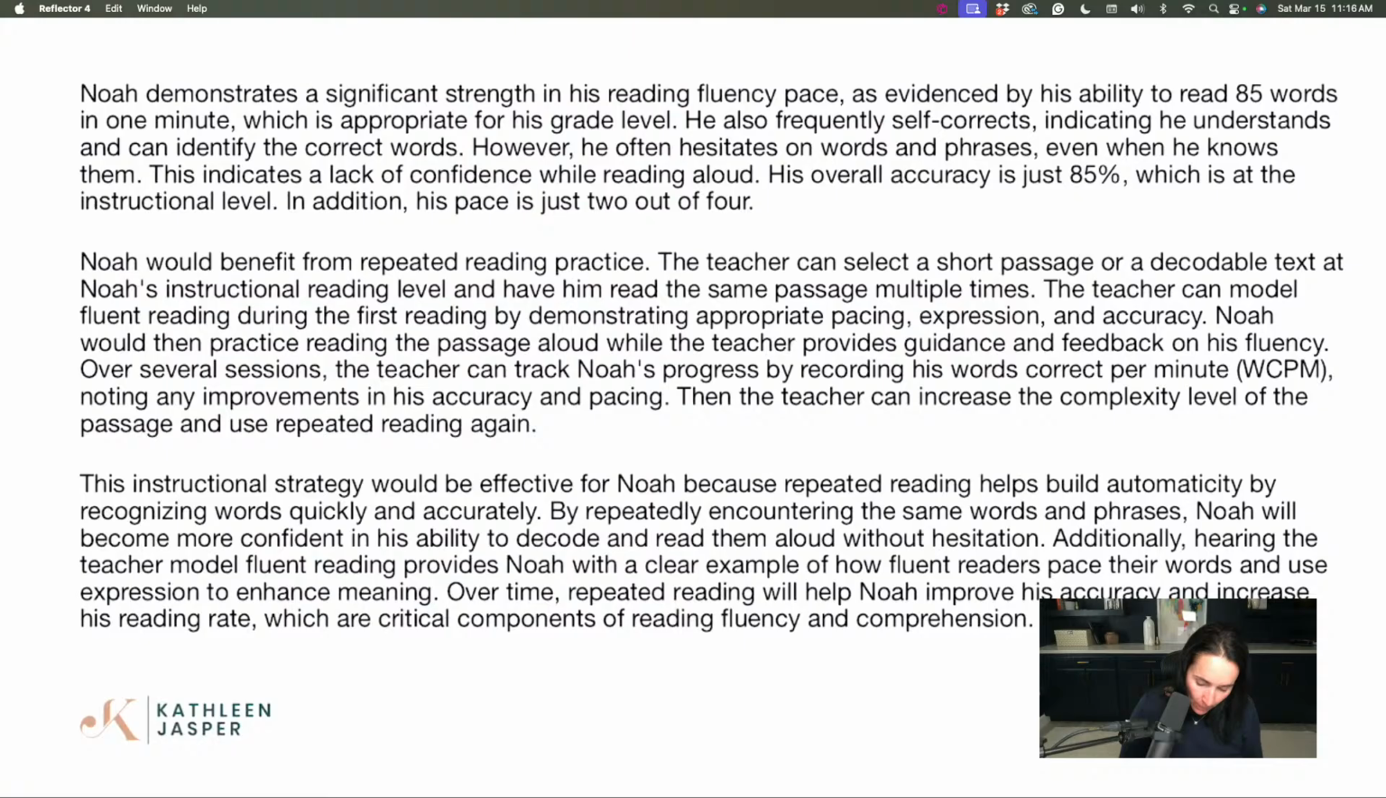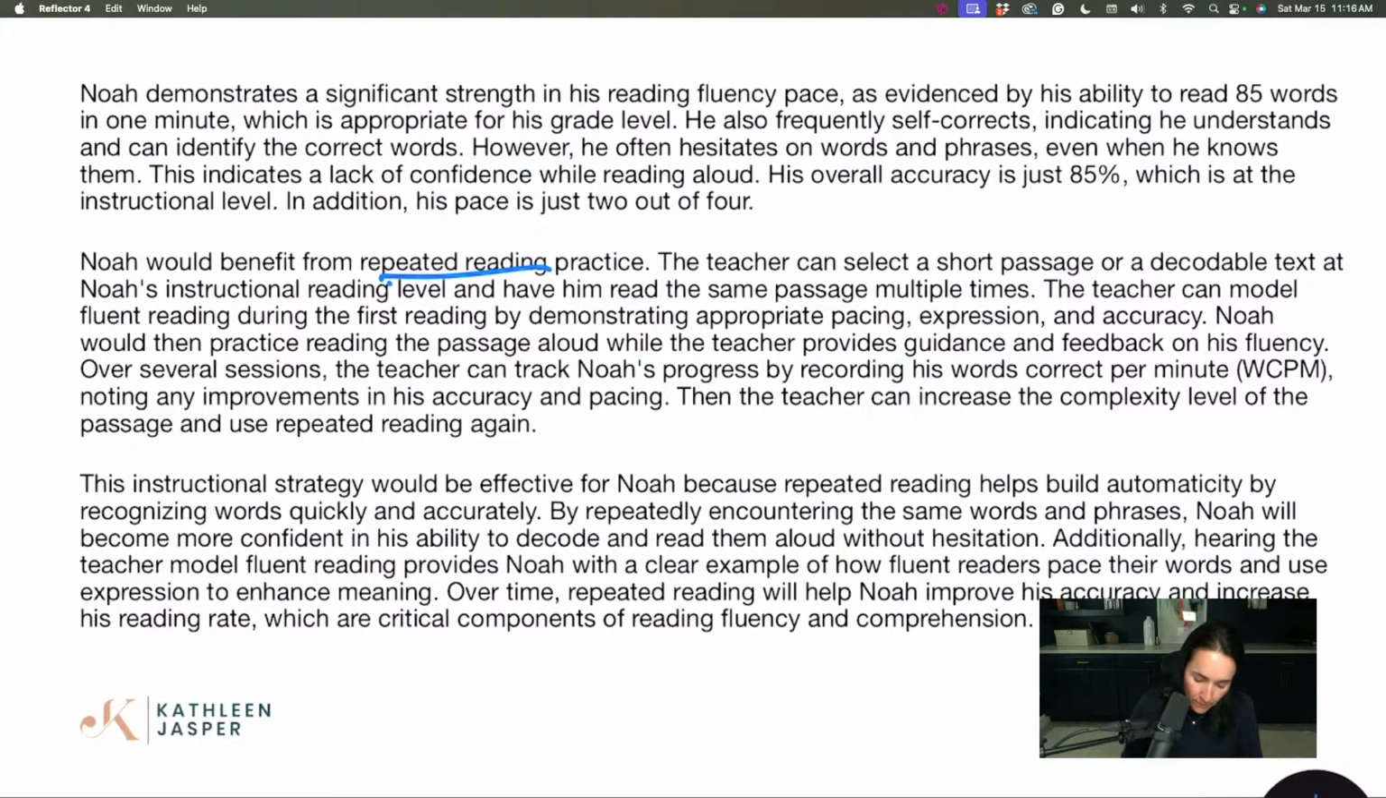Now, here comes the strategy. Noah would benefit from repeated reading practice. Notice I didn't put a lot of fluff. I'm just saying Noah would benefit from this. Or the strategy the teacher should use is this. Make it very direct. Light it up and tell the person grading your essay, this is what I would do, okay? Be direct. A lot of people have a problem being direct.